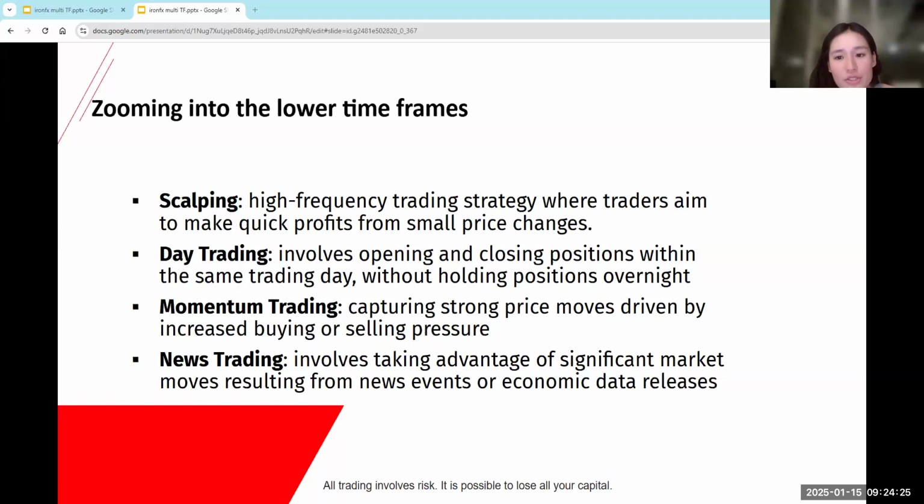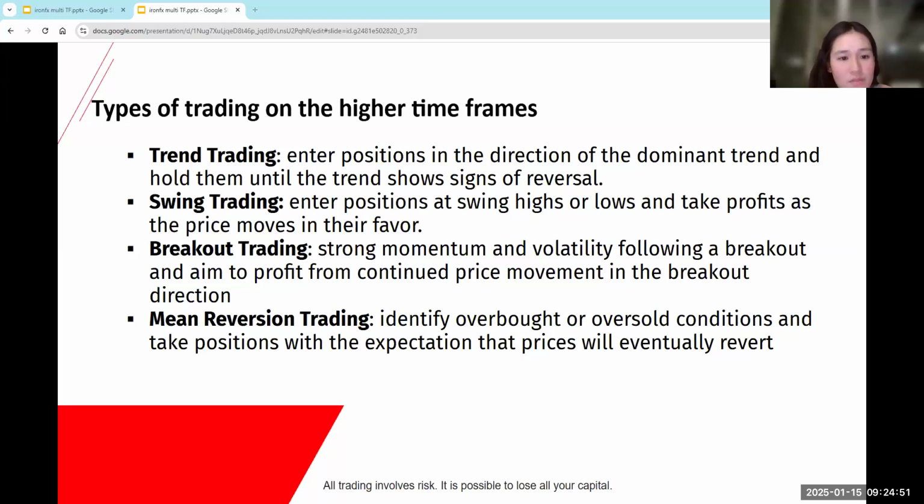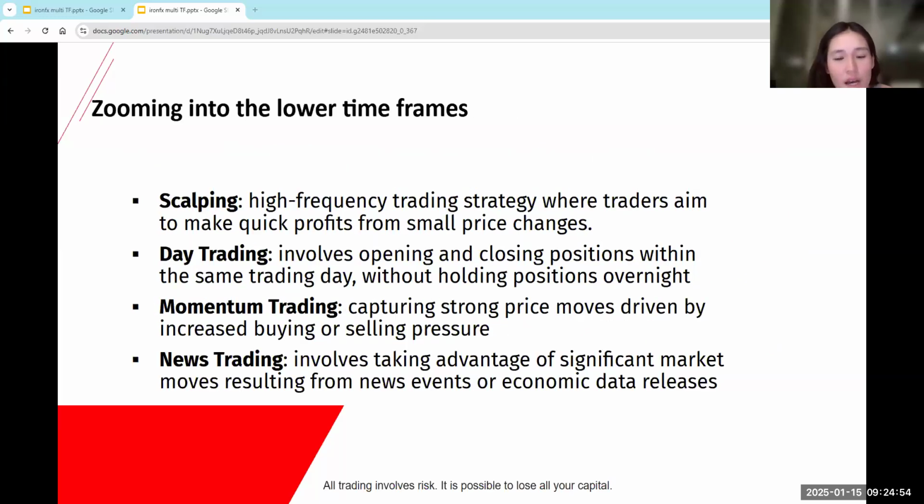This focuses on capturing strong price moves driven by increased buying or selling pressure. Traders will look for stocks or assets that exhibit significant price momentum and then enter positions in the direction of the prevailing trend. For this, like I mentioned earlier, it's pretty similar to the higher time frame where we talked about momentum as well. But for this, we use RSI, MACD mostly to identify momentum opportunities.